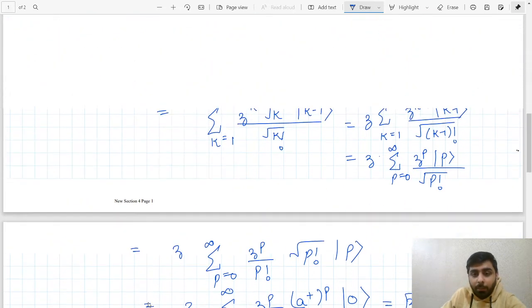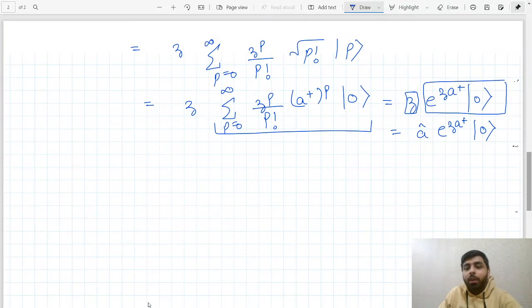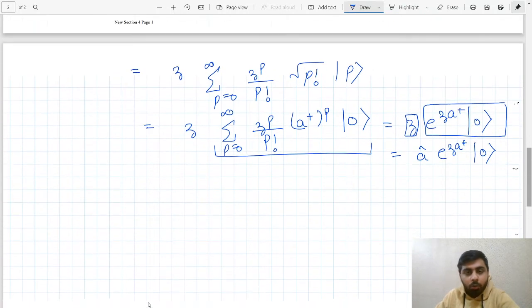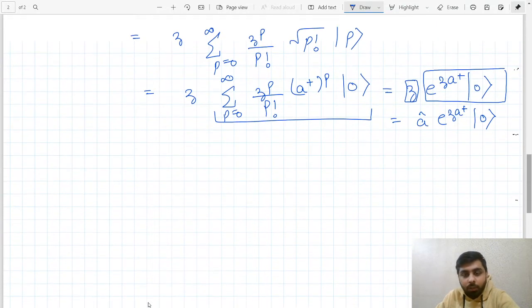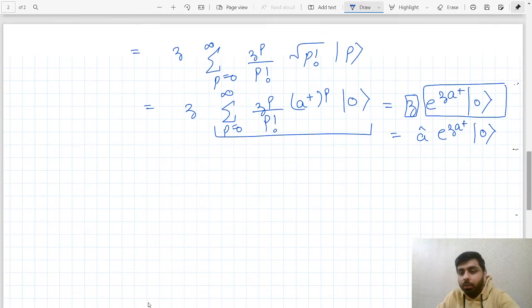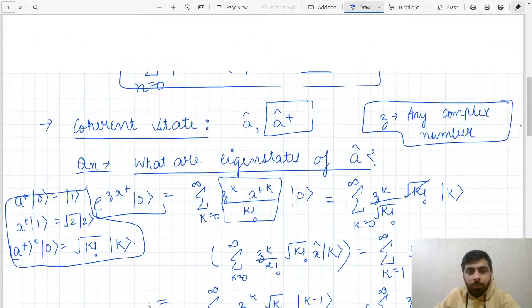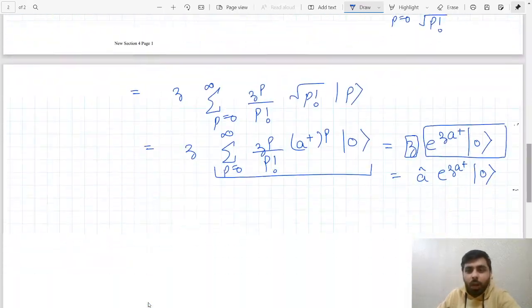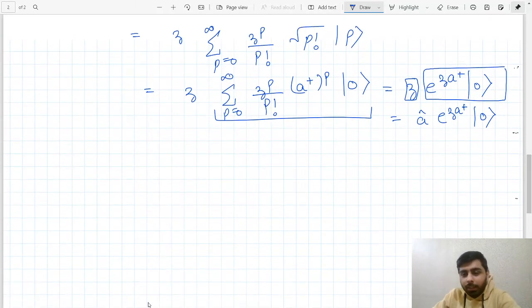I'm claiming z to be any complex number again and again because there is a reason for it. The derivation that I'm going to do from this point on is extremely beautiful, and it's going to make use of the fact that z can be any complex number.